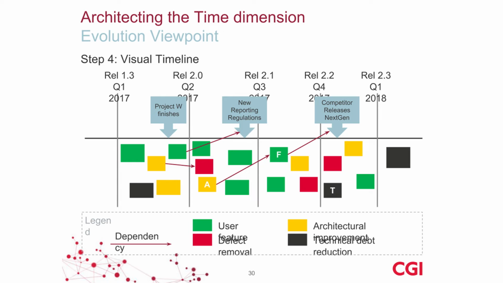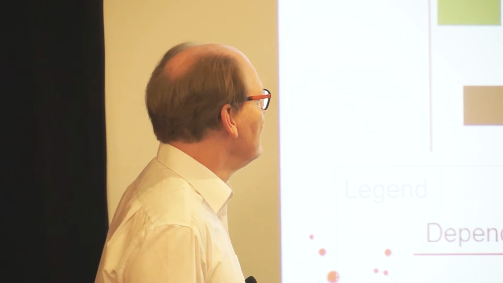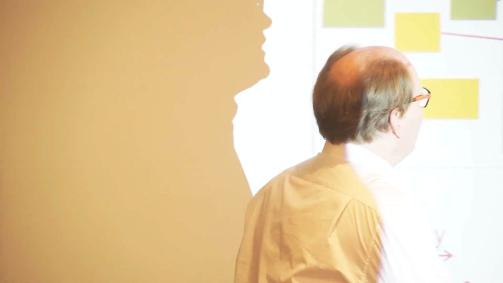And here we have the various stories that we have put on our roadmap. And the way that we put the stories on our roadmap, of course, first of all, depends on the dependencies that we have identified in the dependency analysis. So for example, here is the competitor that releases the next generation.